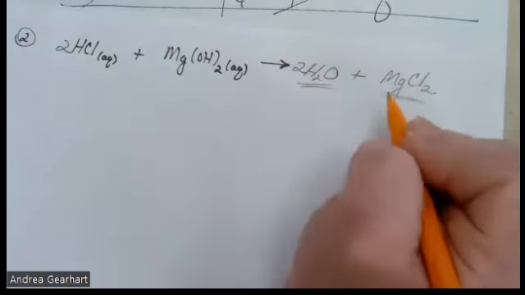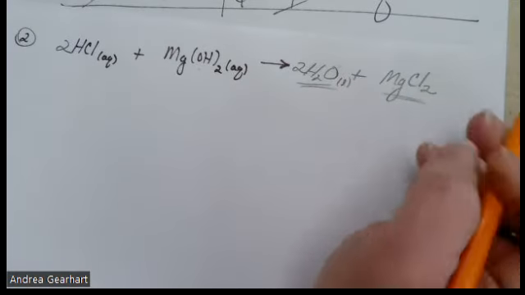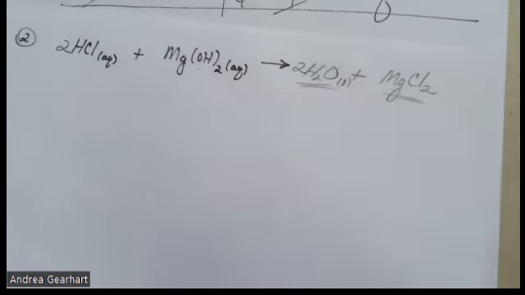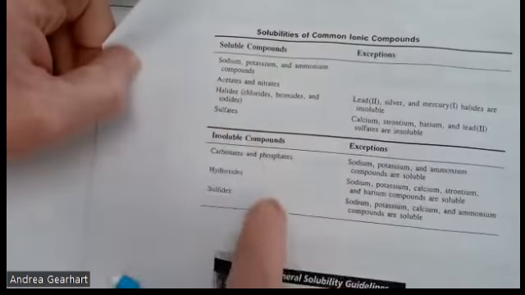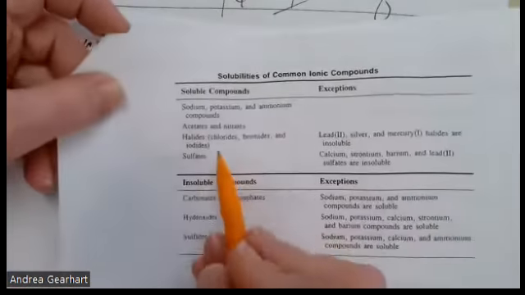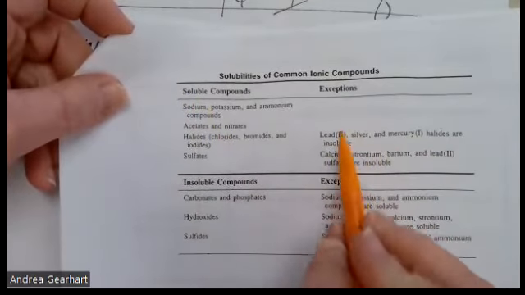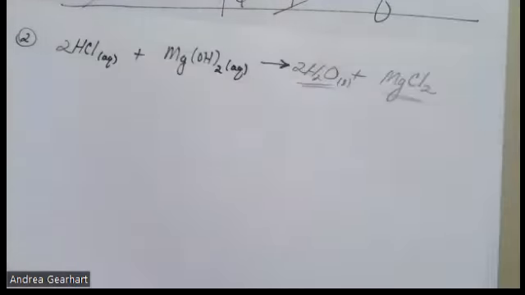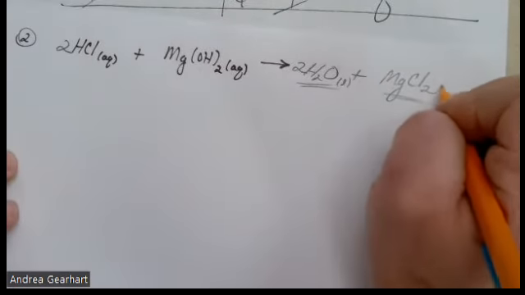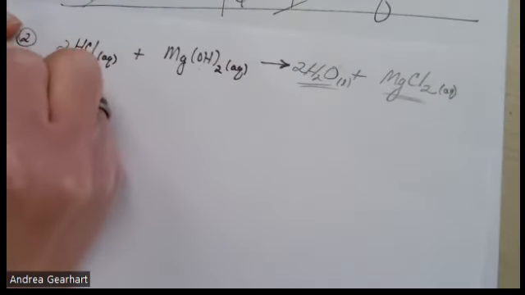Now, what phase symbol? Liquid. Water isn't dissolved in water. Now, magnesium chloride, applying solubility rules. Magnesium is not one of our categories. Chloride, usually soluble, and magnesium +2 is not an exception that would make it insoluble. So being soluble, we put an AQ.